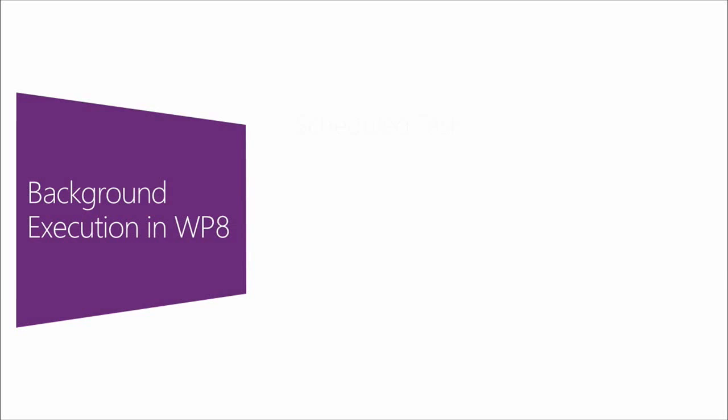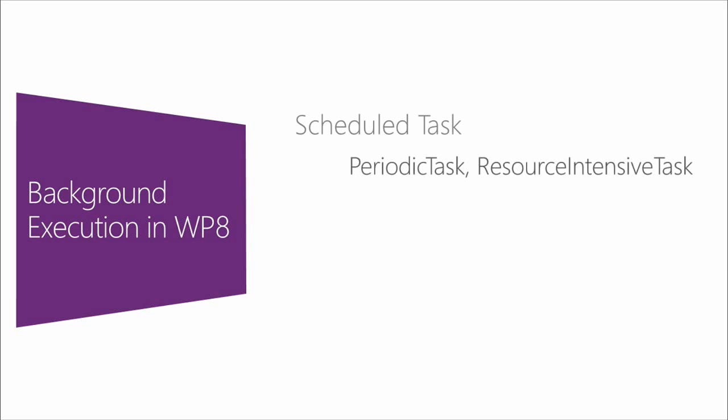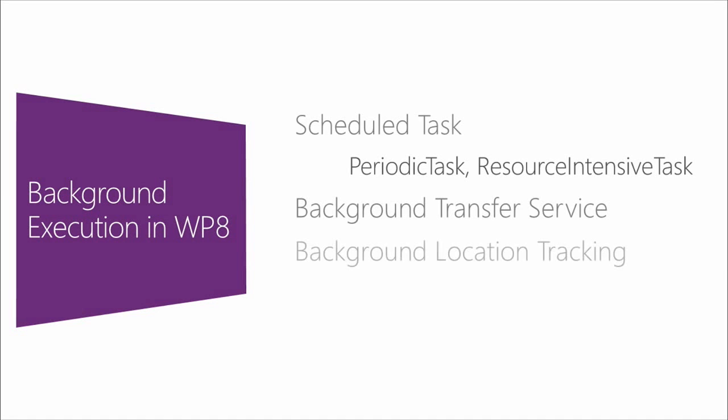A quick refresh on what we had in Windows Phone 8. In Windows Phone 8, we had scheduled tasks, of two types: a periodic task or a resource-intensive task. We also had the background transfer service and background location tracking. The OS would run the periodic task roughly every 30 minutes or so, assuming the battery wasn't in battery saver mode, and you could execute some code for around 30 seconds or so.